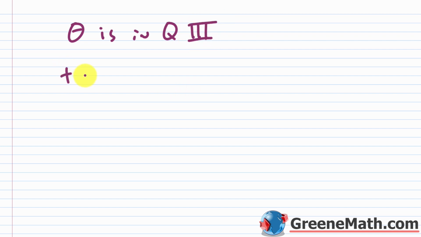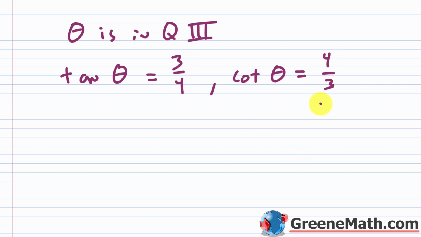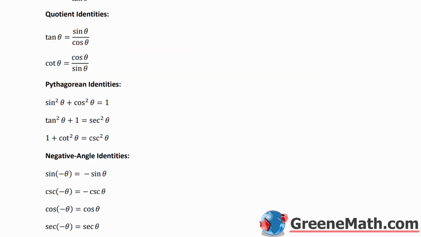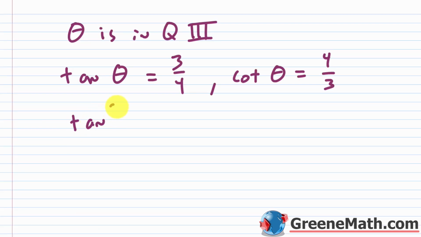Okay, so we're given the fact that the tangent of theta is equal to 3/4. And of course, the cotangent of theta, you could just take the reciprocal of this, so it's 4/3. We're just going to go to the identities handout. And personally, if I have tangent, then I'll just use this one right here. Or if you want, you could use this one right here, you have cotangent as well. But it's just personal preference. I'm going to use tangent squared theta plus 1 equals secant squared theta. So tangent squared theta plus 1 is equal to secant squared theta.